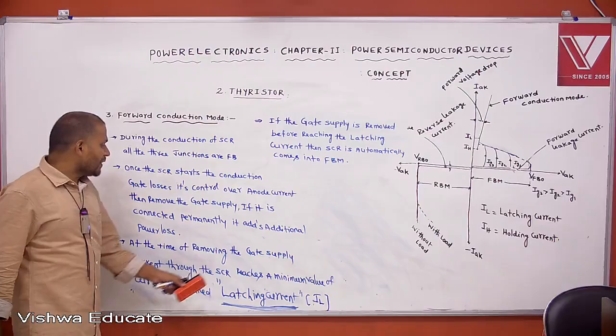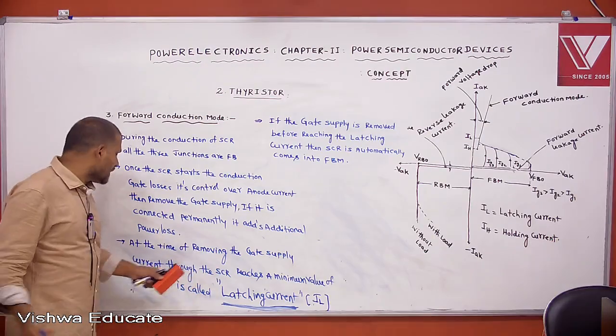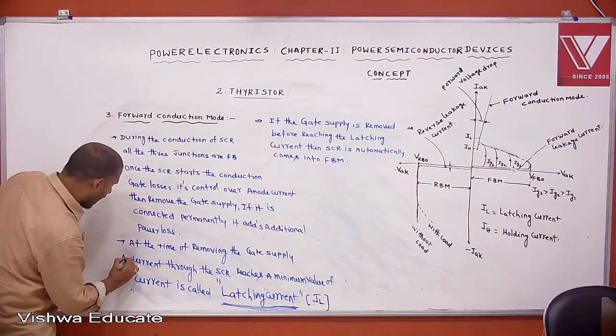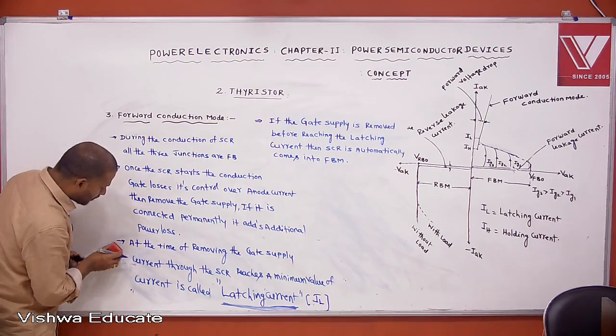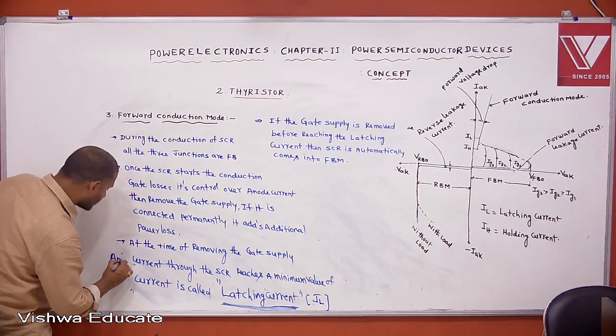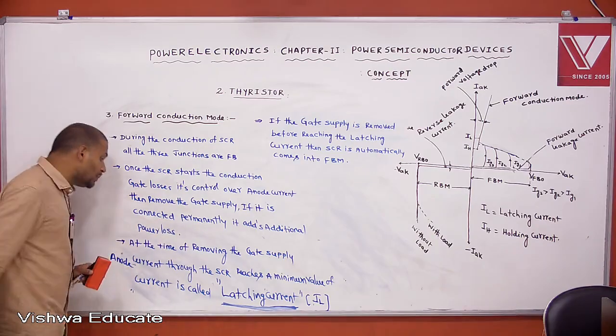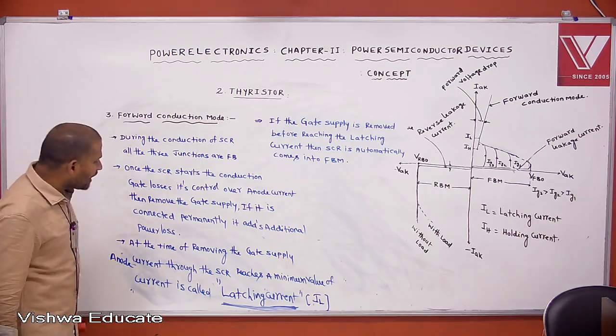At the time of removing the gate supply, current through the SCR, which current? Anode current. This is anode current, point to remember. Anode current through the SCR must reach a minimum value of current, called latching current.